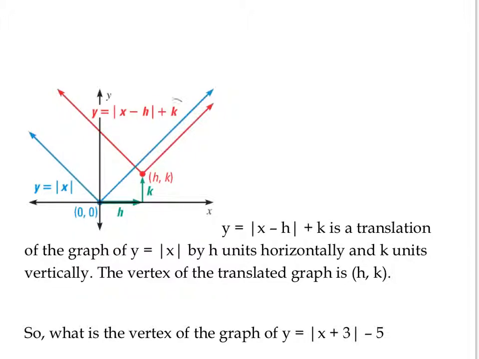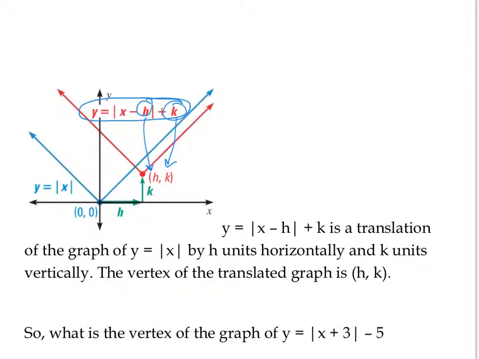mx plus b, but we're going to have a y equals absolute value of x minus h plus k. H is the horizontal shift left and right, and k is the vertical shift up and down. Keep in mind it's an x minus h in there, and so whatever this h value is, is the x value of our vertex. The k value is our y value of our vertex. So h comma k will give us the vertex. They'll tell us where our graph is shifting, left or right or up or down.